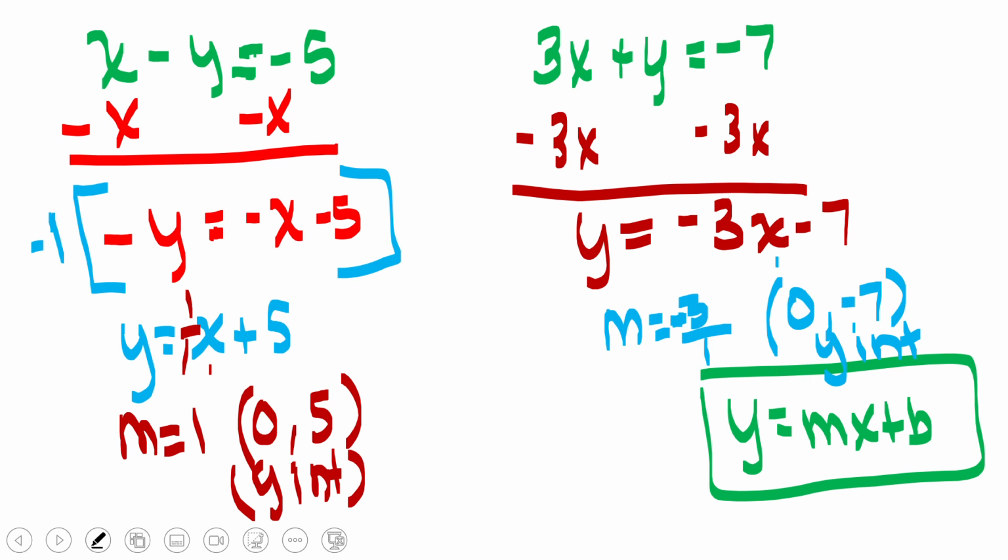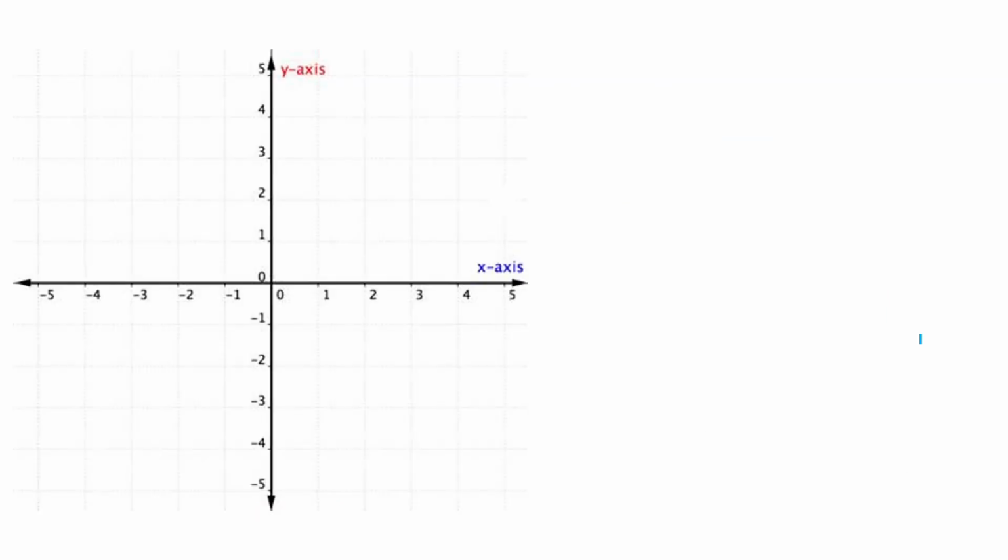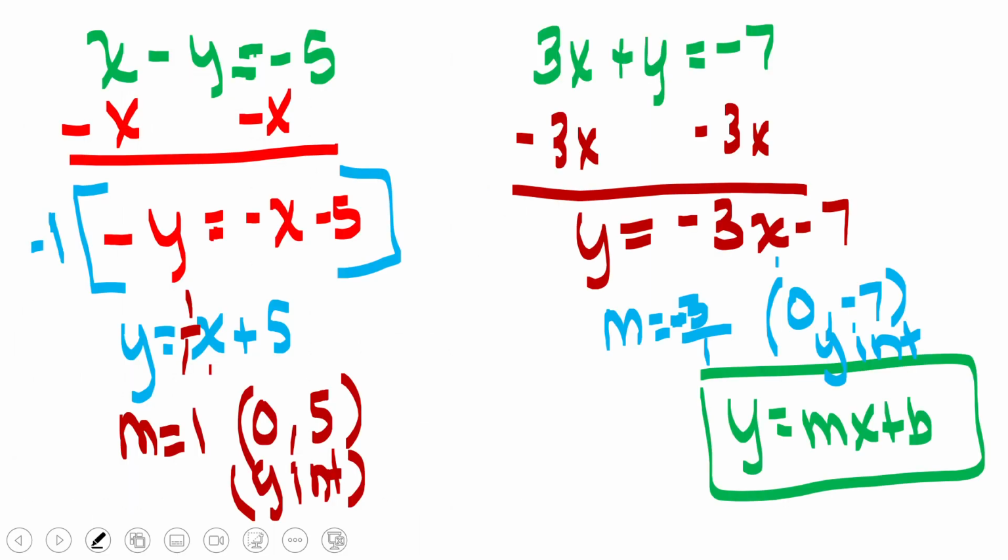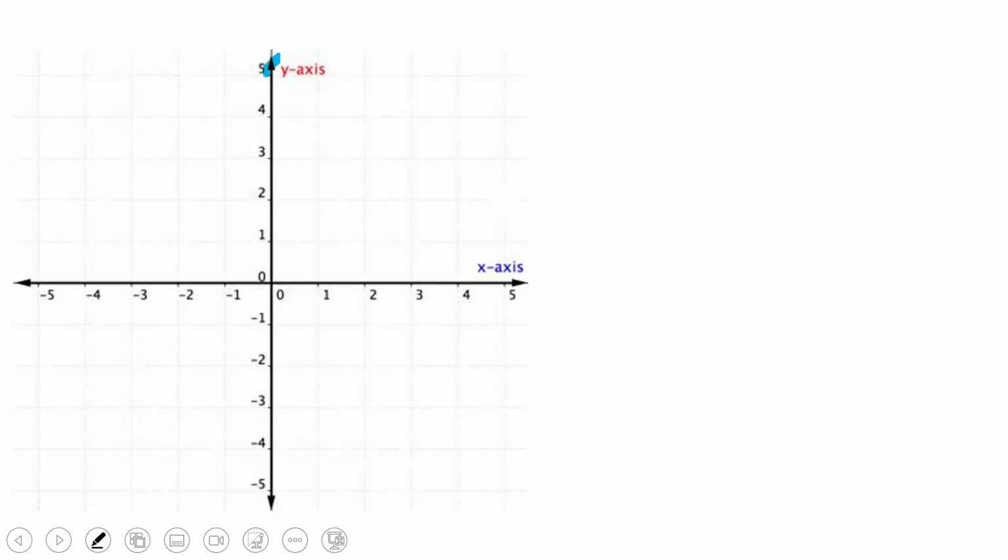Okay, so what we do is we individually plot these. I'm going to do the first equation in the red, with a slope of 1 and a point of 0, 5. So 0, positive 5, and a run of 1, a rise of 1, so rise over run. So we have a positive slope emerging that will continue on.